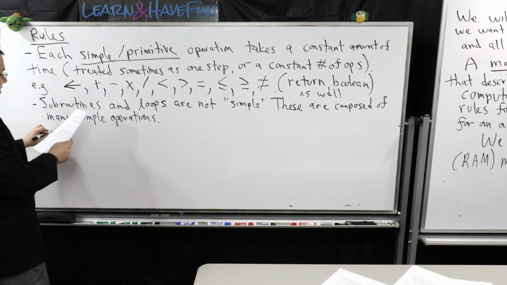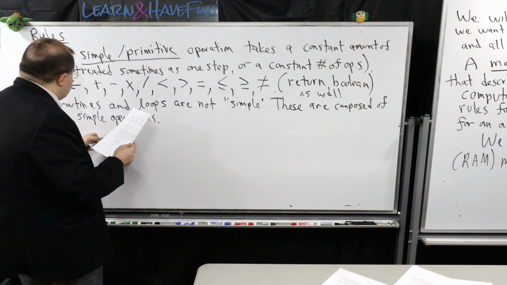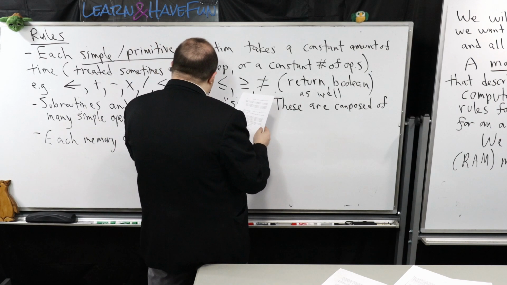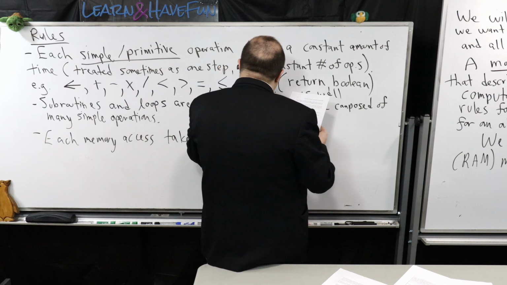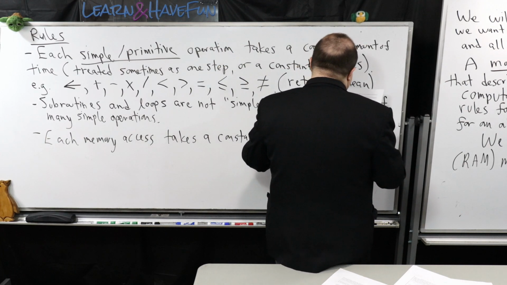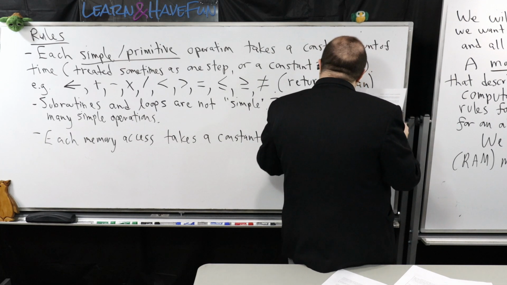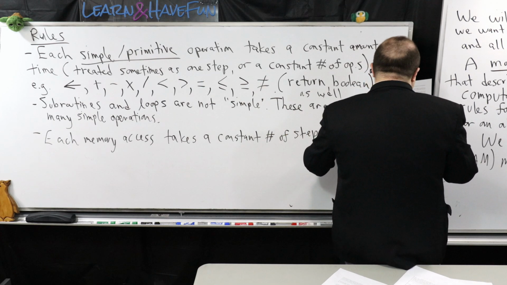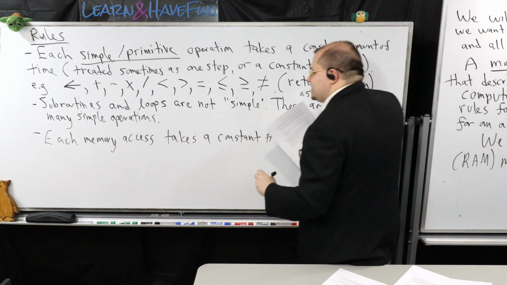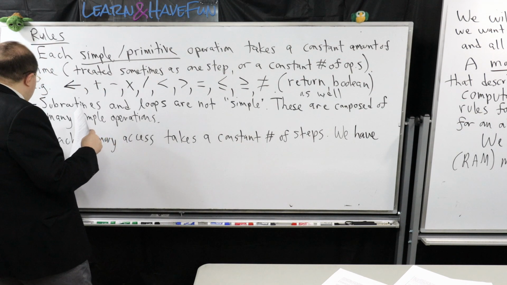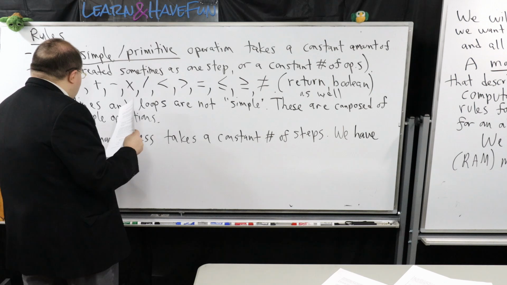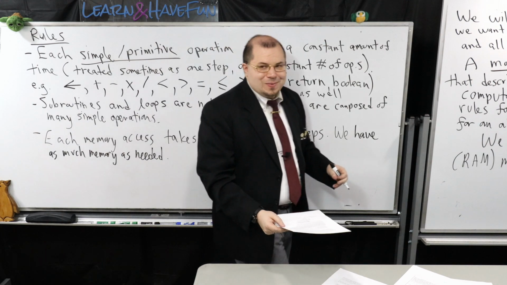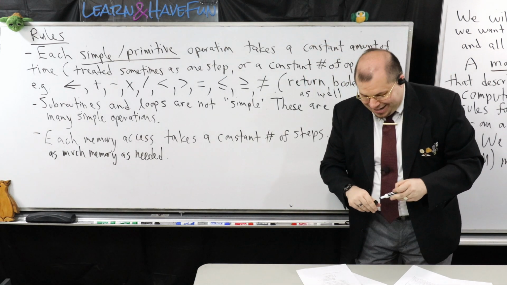And the last thing is that each memory access takes a constant number of steps or operations. And our computer is capable of using as much memory as needed. We have as much memory as needed. So your computer will never run out of memory. So that's another perk that we get.